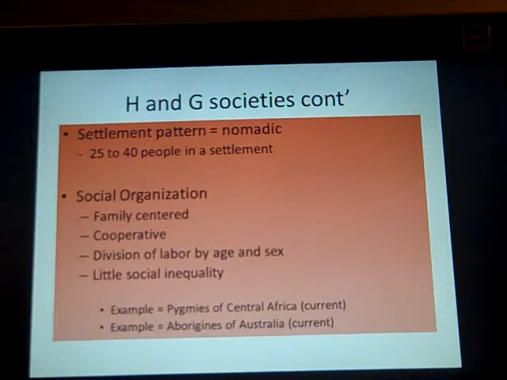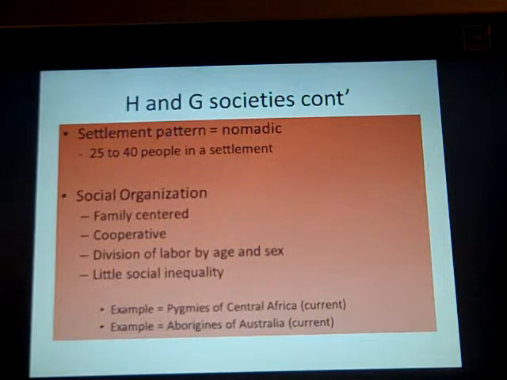Settlement patterns, they were nomadic. They moved around. There were only 25 to 40 people in a settlement, as opposed to today's society, where we live in an informational society and millions of people could be living in a settlement. Social organization, they were very family-centered, very cooperative. A division of labor by age and sex. Basically, the men were hunting and the women were gathering. You had to be family-centered, and you had to be cooperative. You had to count on each other's abilities and similarities for survival.